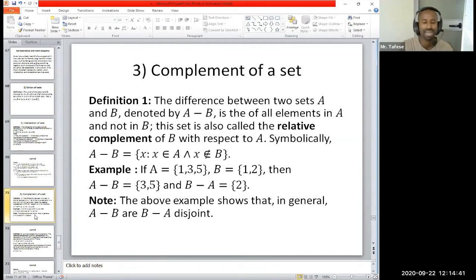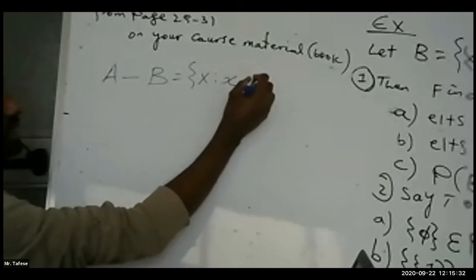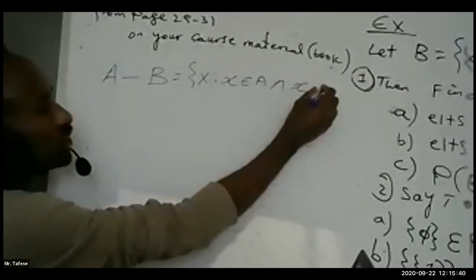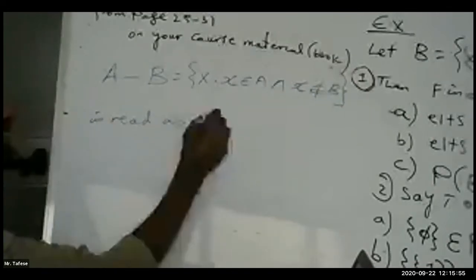Symbolically or logically, it can be expressed as the difference between A and B is equal to the set of all x such that x is an element of A and x is not an element of B. This is how it can be expressed logically. It is a conjunction, and x should not be found in B. This can also be read as the relative complement.